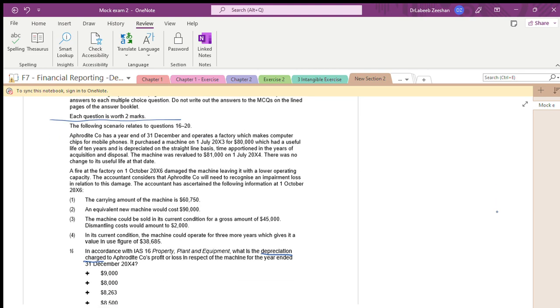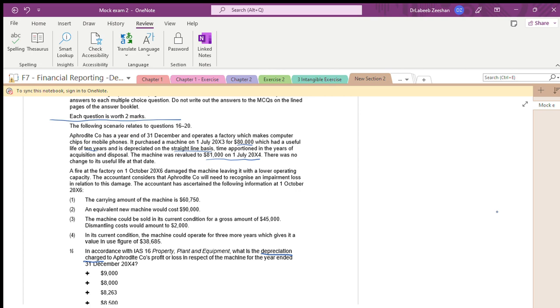Aperture has a year end of 31st December and operates a factory which makes computer chips. It purchased a machine for 880,000, which has a useful life of 10 years and is depreciated on the straight line basis, time apportioned in the year of acquisition. Time apportioned means if you have effective months you have to take them. The machine was revalued on 1st July 2004. There is no change in the useful life.